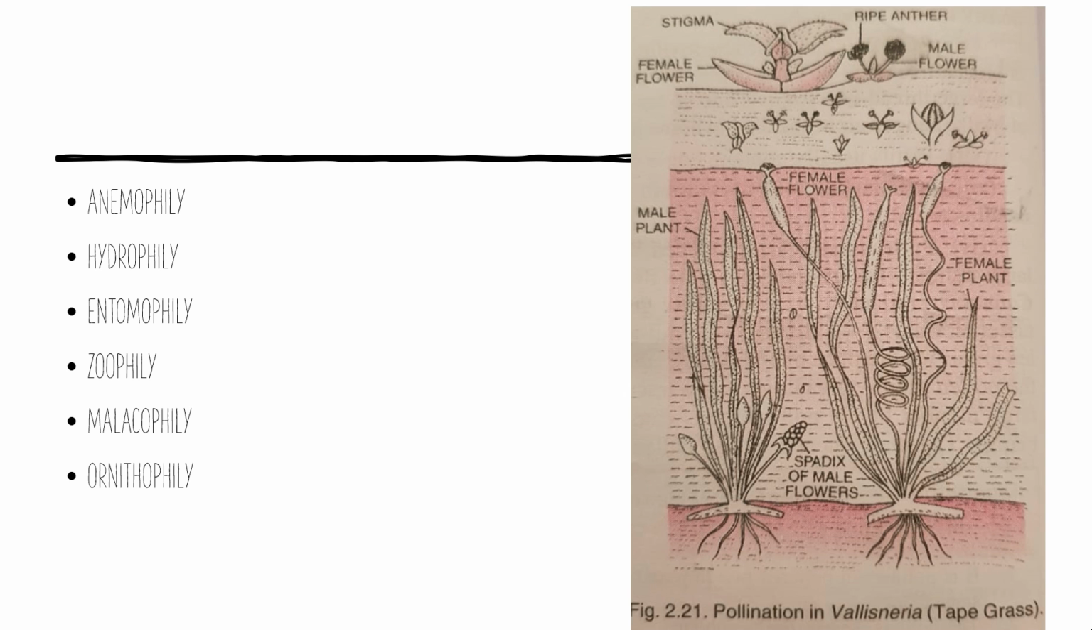Now, in this slide you're watching, cross-pollination is named after the agency that assists. Anemophily means assisted by wind, Hydrophily is assisted by water, Entomophily is assisted by insects, Ornithophily means bird pollination, Malacophily means snail pollination, and Chiropterophily means bat pollination. First of all, we'll study Anemophily.